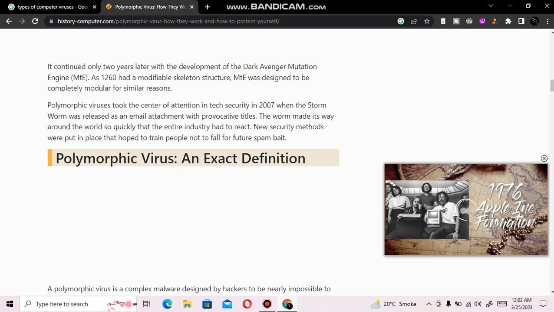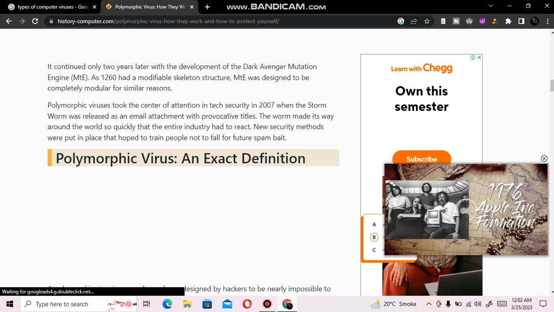Polymorphic viruses took center stage in tech society in 2007 when the Storm Worm released an email attachment with provocative titles. The worm made its way around the world so quickly that the entire industry had to react. New security methods were put in place in the hope of training people not to fall for future spam attacks.